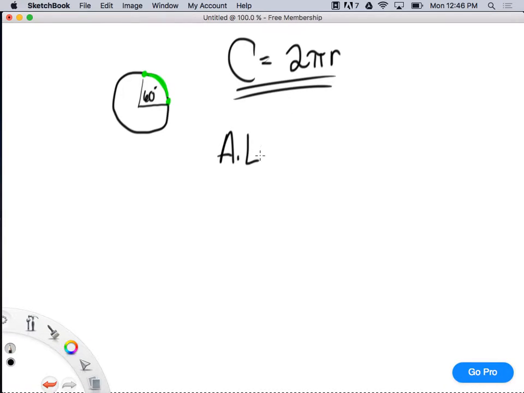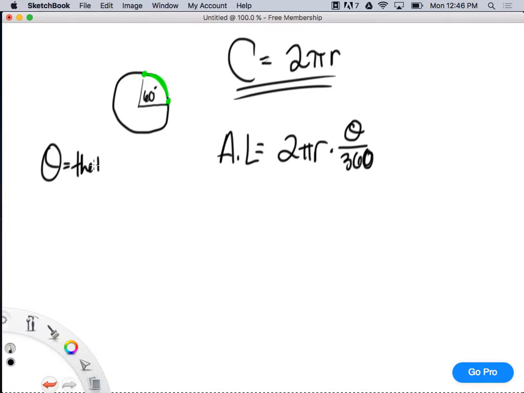So the arc length isn't just 2 pi r, it's 2 pi r times the fraction. What's the fraction? In this case, it's 60, but in general it's theta over 360. Theta is just an angle.